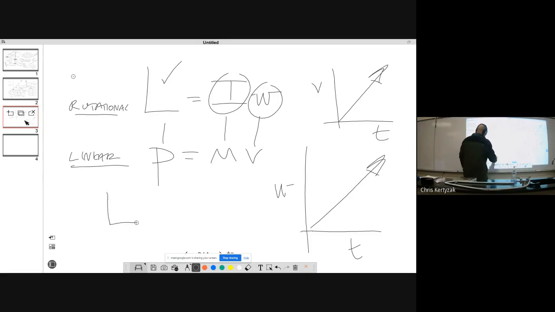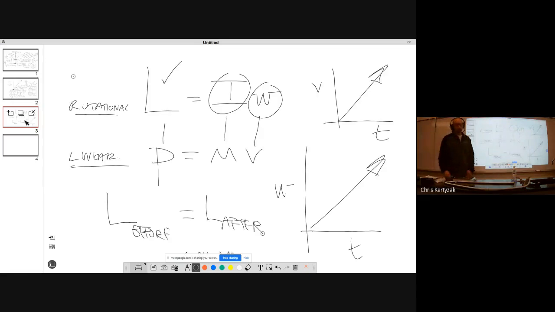And so the angular momentum before her putting her arms out has to be equal to the angular momentum after she brings her arms in. This is like a statement of conservation of momentum. It is exactly that. It's the conservation of rotational momentum.